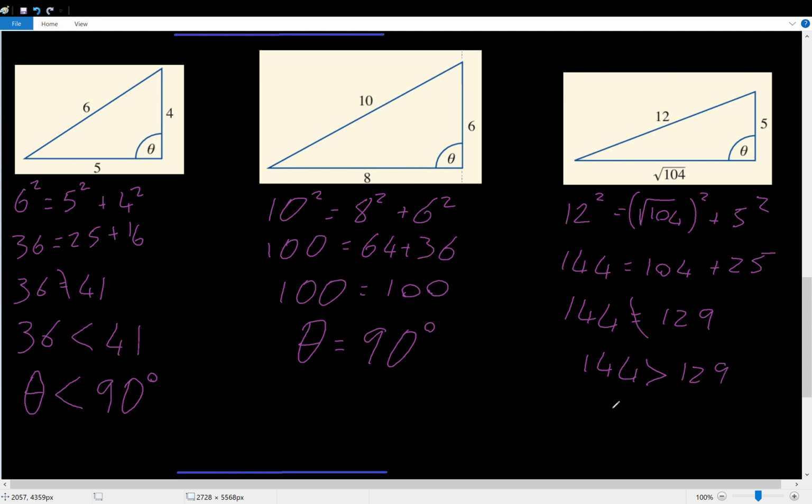And further to that, we're able to say that theta is larger than 90 degrees, because the square of the hypotenuse is larger than the sum of the squares of the other two sides. This 144 is larger than 129. So we're able to say that our angle marked as theta here, the would-be right angle triangle, is in fact larger than 90 degrees. And that's Pythagoras' theorem.